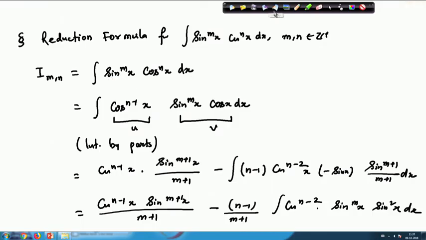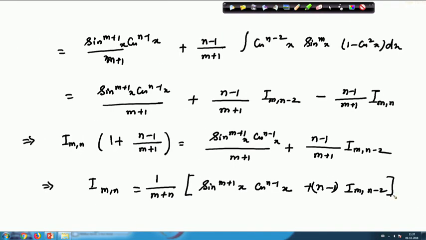We will use this formula to calculate the integral of the product of two trigonometrical functions, and we'll see that in our next class.